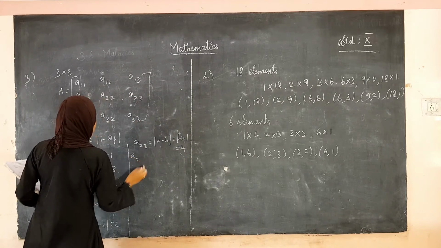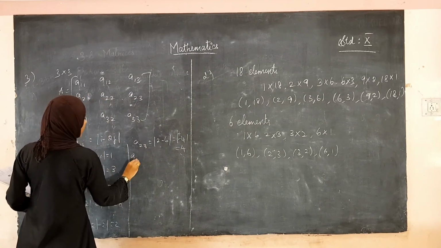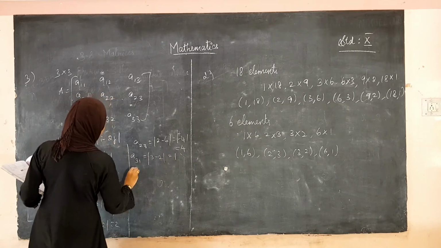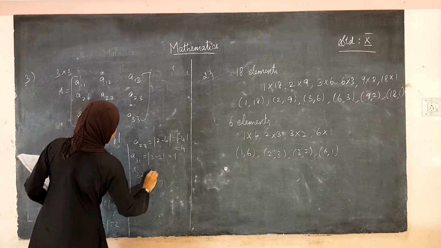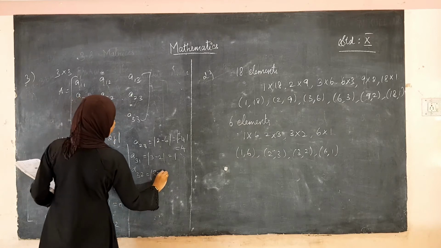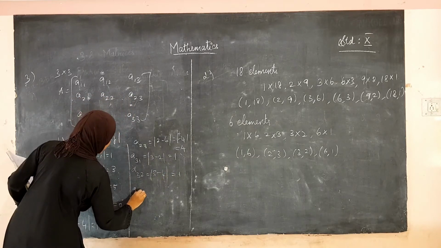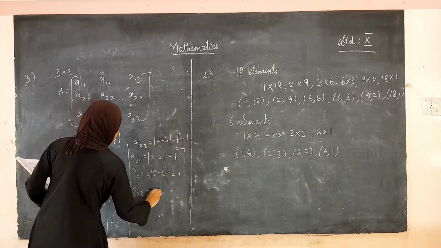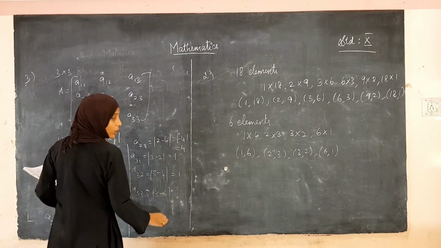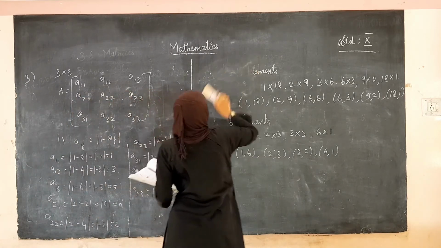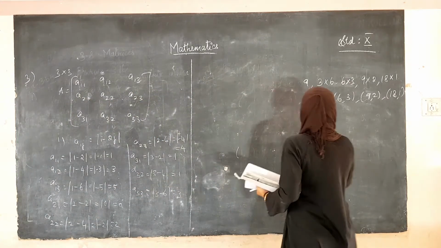Again A31, 3 minus 2, which is equal to 1. A32, 3 minus 2 twos are 4, therefore modulus of minus 1 is 1. Again A33, what will be the value? 3 minus 6, that is modulus of minus 3 is 3. Shall we write the matrix? What will be the matrix?